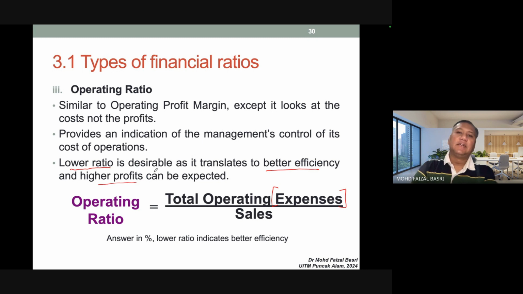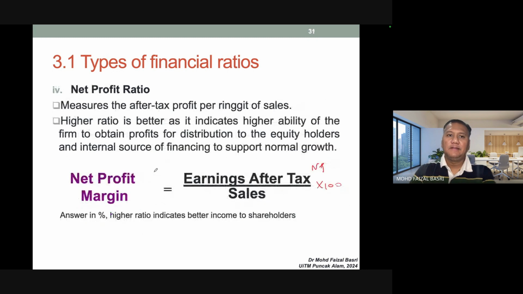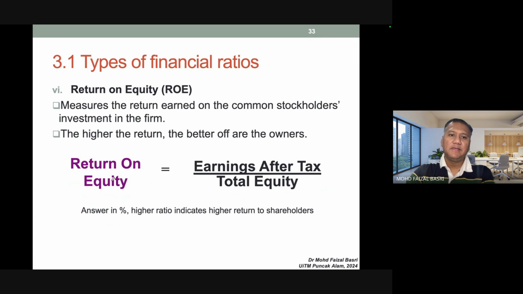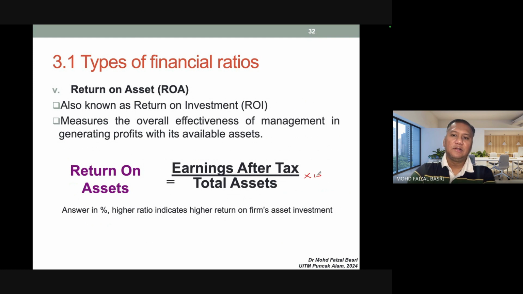That's why we kata if we have better efficiency, we can expect higher profits because kita berjaya mengurangkan the expenses. Okay, and the final two ratios tadi adalah returns, return on asset dengan return on equity. So remember, return tu refers to net profit juga, cuma kita bagi dengan assets for ROA and bagi dengan equity for the ROE. Okay, and all is in percentage. So semua darab 100 juga.